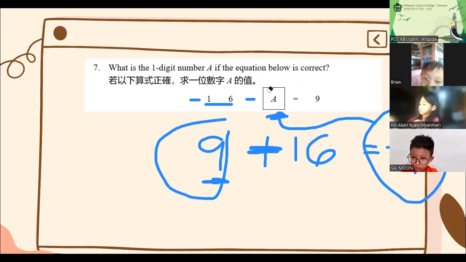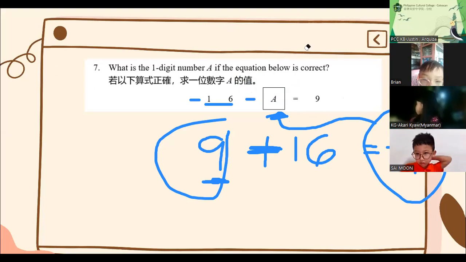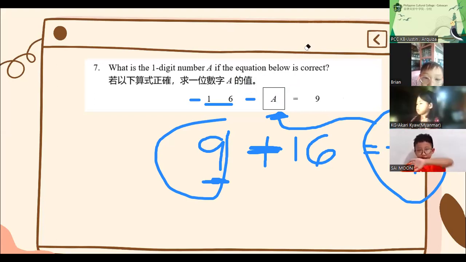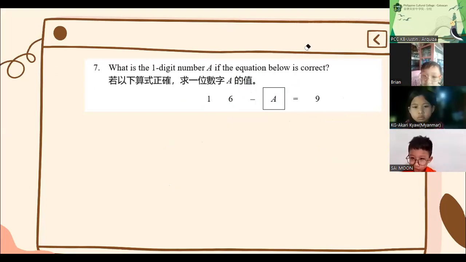You don't need to put negative 7 because the negative is already here, or the minus, okay? So that's how you got the answer. It's not 9, it is 7. Let's check if that is correct. So how about if we put 7 here? Is 16 minus 7 equal to 9?